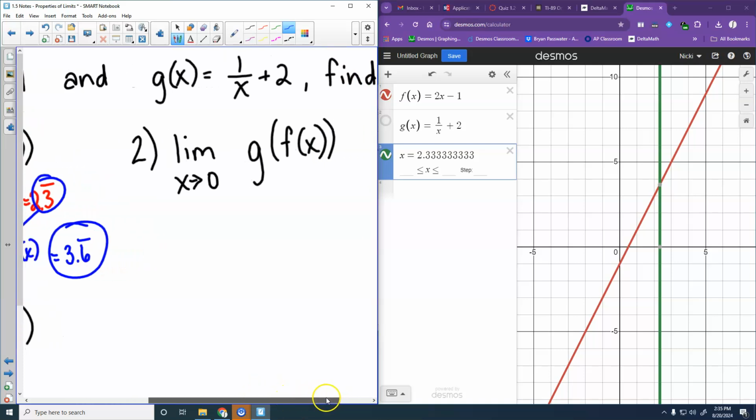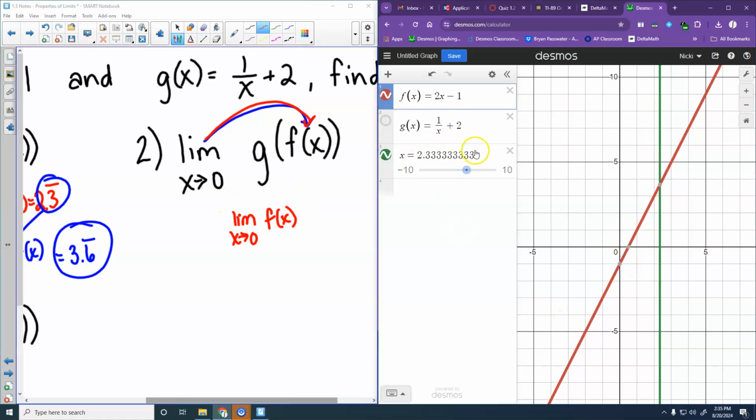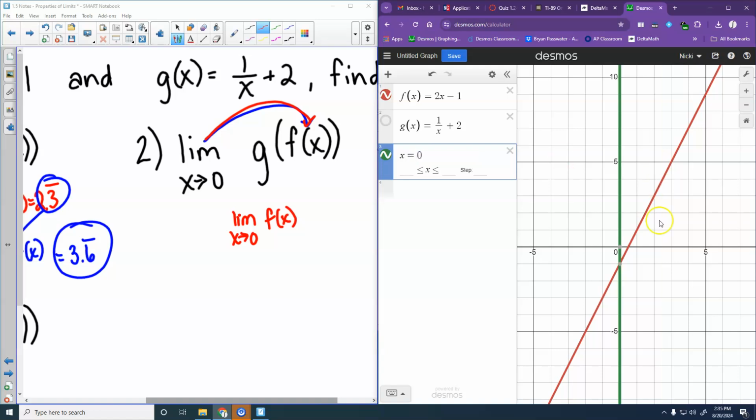This second one looks like it might be an issue because I've got limit as x approaches 0 of g of f of x, right? But which one do I do first? I do f of x first. Let me go back to my red so I'm consistent here. So that means I'm doing the limit as x approaches 0 of f of x. So that right here, if I change this x equals 0, it's just the y-axis, right? That is going to hit this graph right here at -1. Essentially, it's what you get when you plug in 0, right? So that is -1.